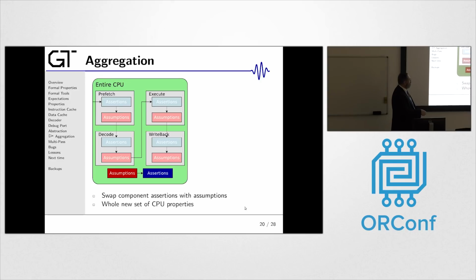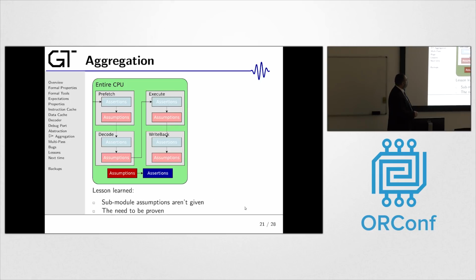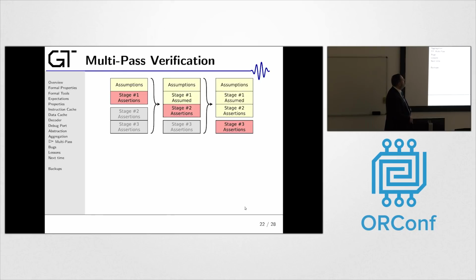So this gives you a whole new set of CPU properties. It turned out I had some assumptions within my memory controller that took a bit of work to prove. Lesson learned: the submodule assumptions aren't givens. Manage those interfaces. Make sure both sides of the interface maintain the same properties. They need to be proven as well.